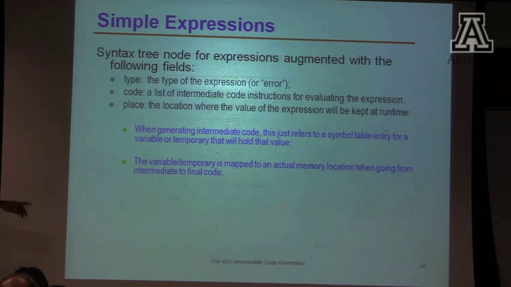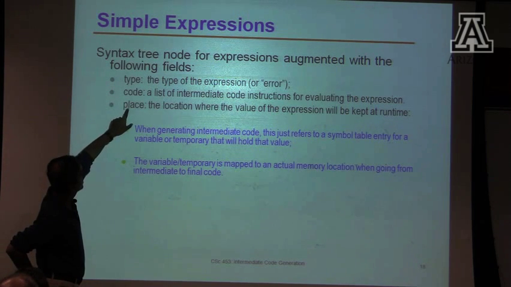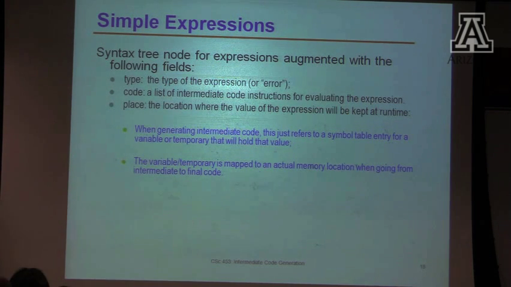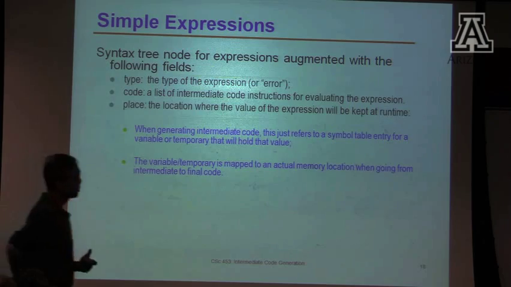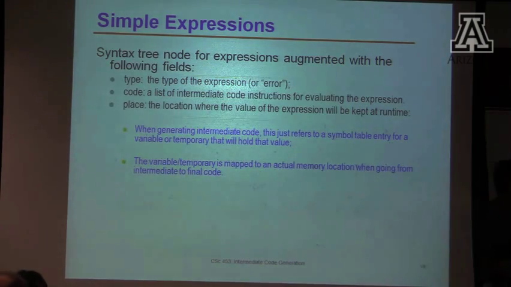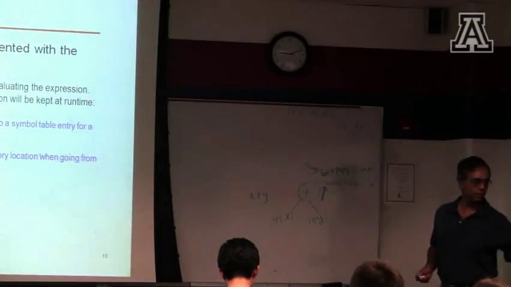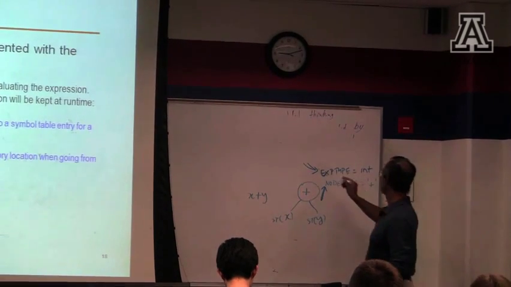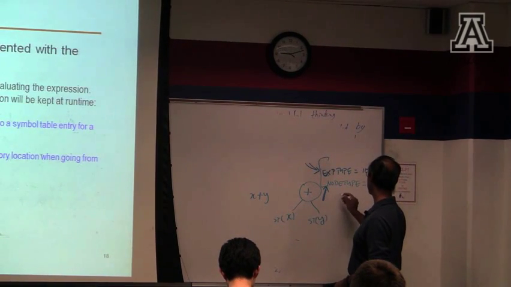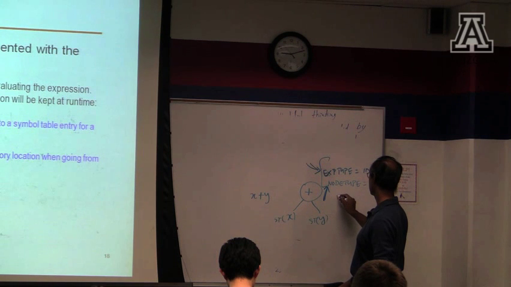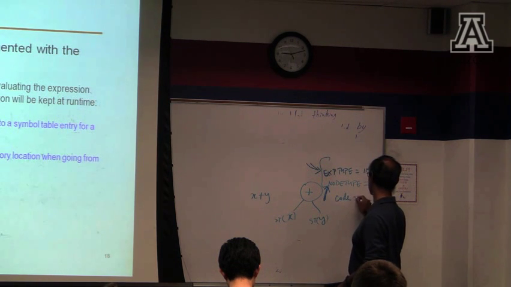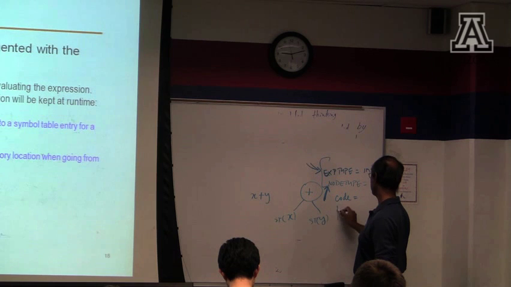And there's a final component: a place field for each expression node. That indicates where the value of that expression will live when the program is executed. So I have expression type, node type, a code field, and a place field.